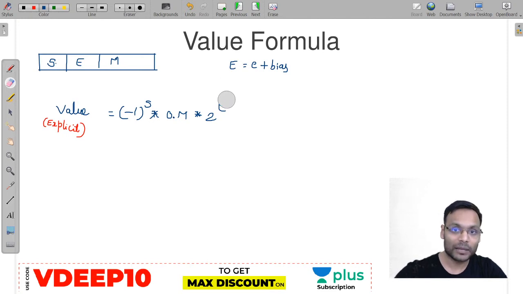So if I want to get the original exponent back, what should I do? Type and tell me quickly. How can I get the original exponent? By subtracting bias from this capital E. So I will be writing capital E minus bias.